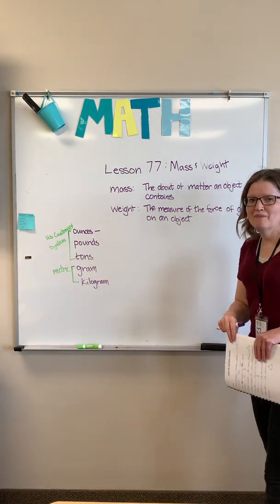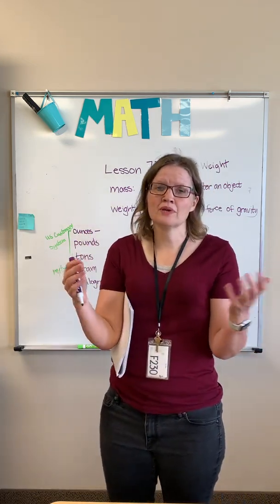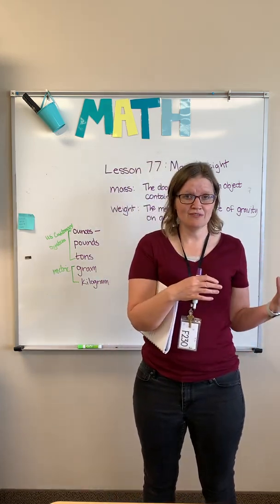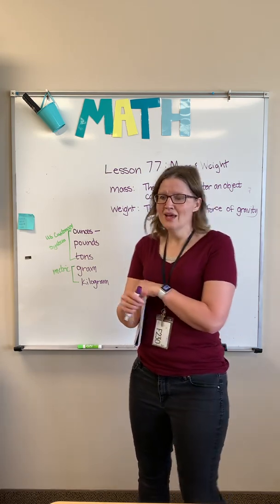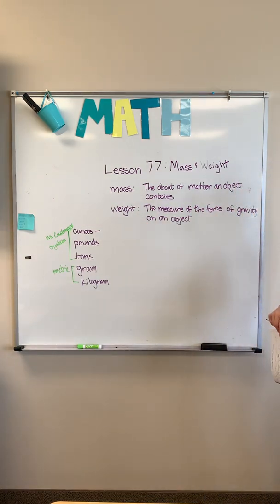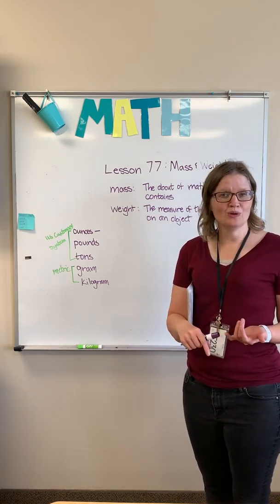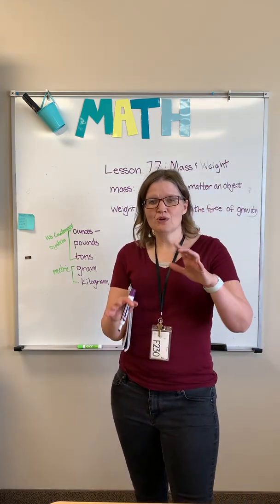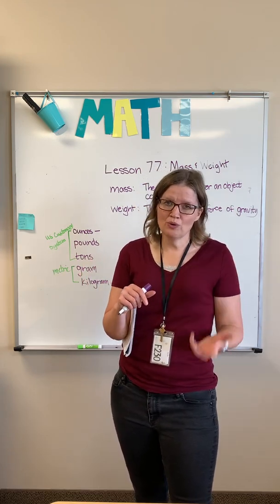Mass is the amount of matter an object contains. It's not changeable. However, if we were to go to the moon, where the pull of gravity is different, we would still have the same mass, but we would have different weight. That's because weight is the measure of the force of gravity on an object. So you would have the same mass, but you would weigh differently if you were on the moon or another planet. And so we need to remember mass is constant, but weight depends on the pull of gravity.